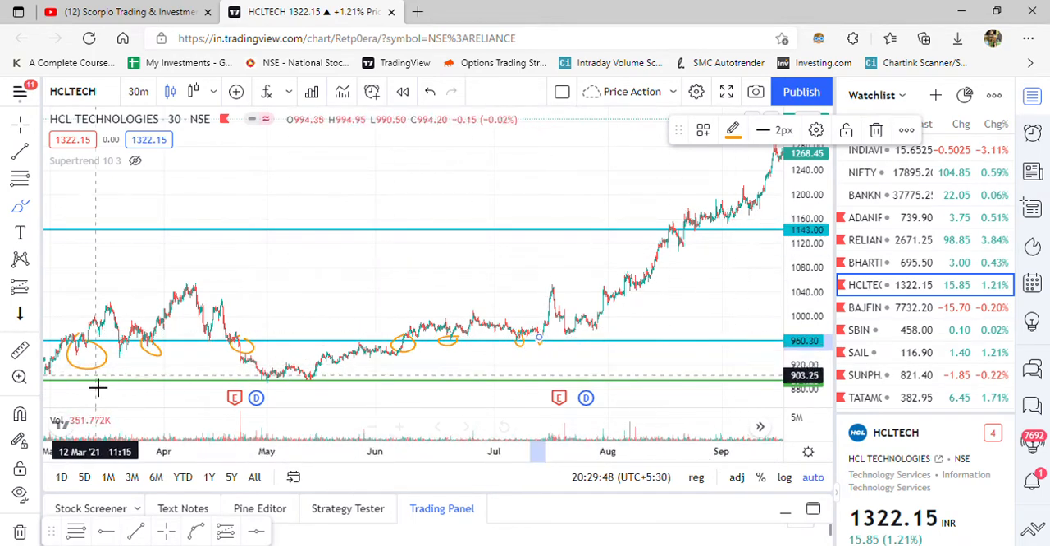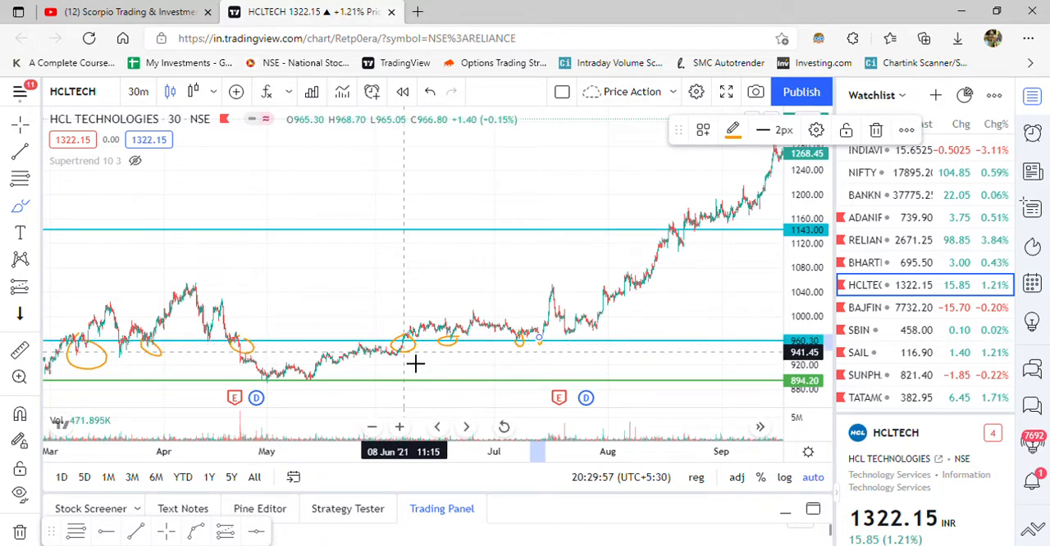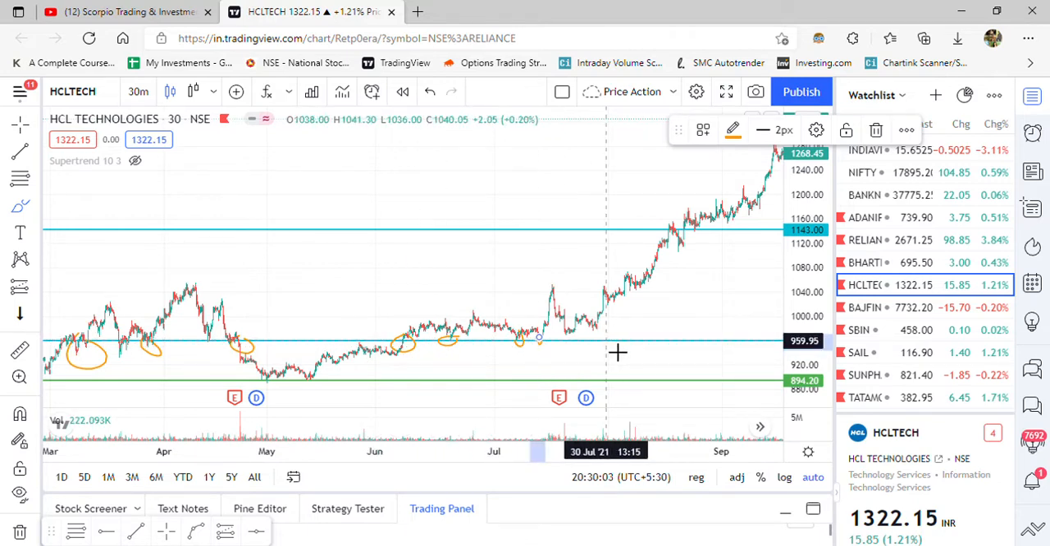So basically when we have a support line and the stock breaks down from support, it becomes a resistance, and when the stock breaks out from a resistance line, it becomes a support. This is called the transition of support to resistance and resistance to support.